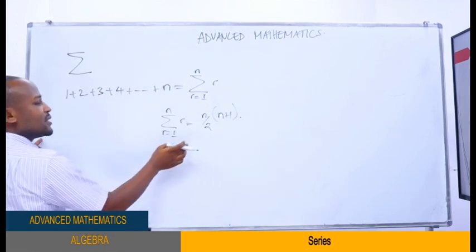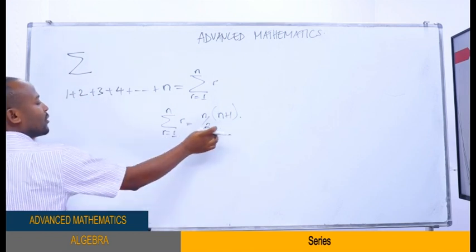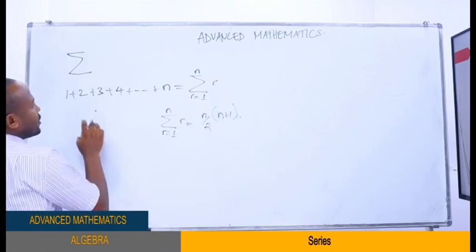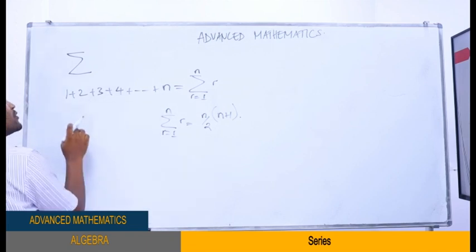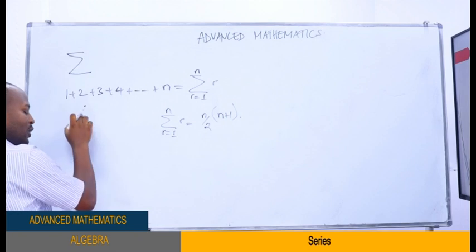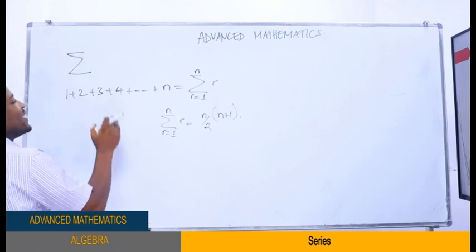That is the summation of terms when r is equal to that much, and we say this is a summation of any terms.